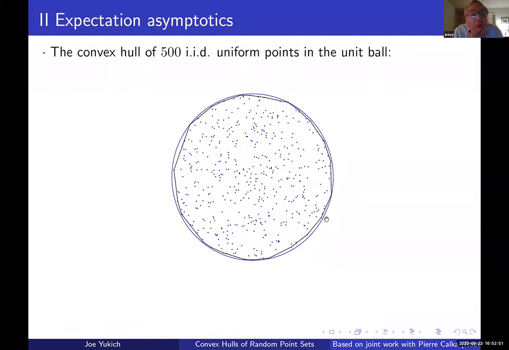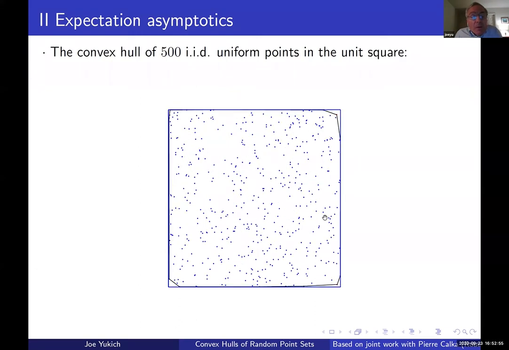Here we've come to 500 points in the unit ball, and again, 500 points in the unit square. All right, okay, what can we say about asymptotics as the number of points increases to infinity?